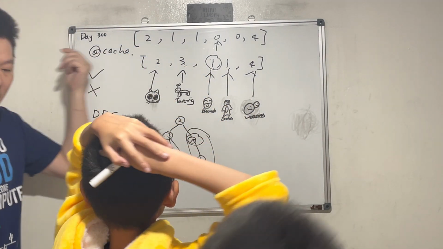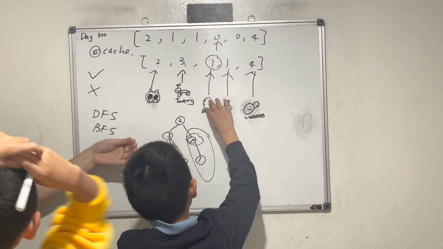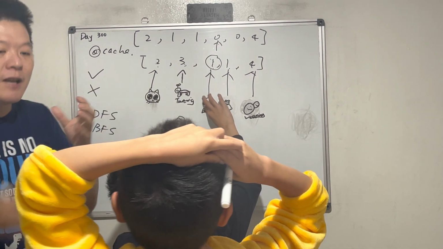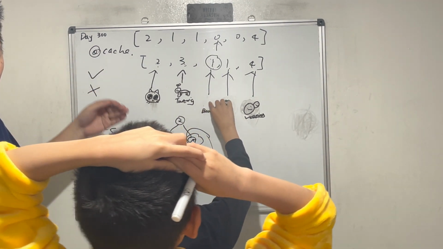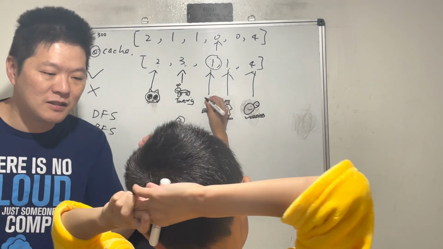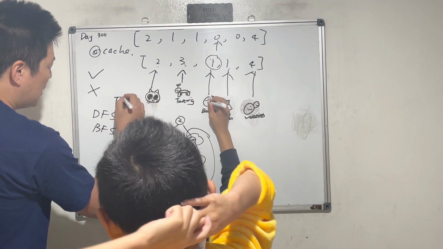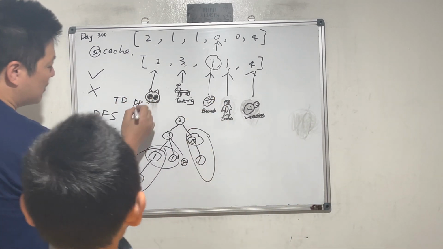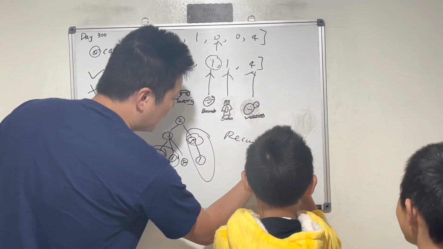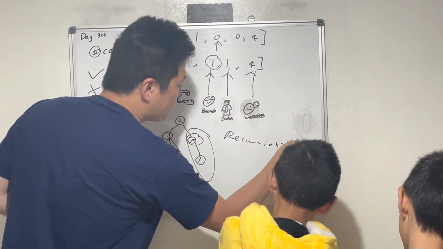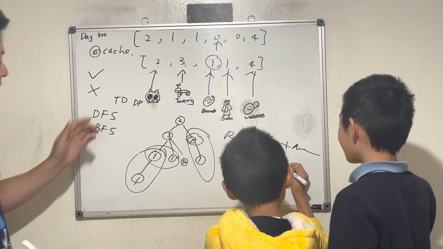If we don't put a cache, the complexity will be exponential because we're repeatedly calculating the same thing over and over again. That's why we put a cache, right? Putting a cache makes it a kind of top-down dynamic programming. We can implement it with recursion plus cache, which is called memoization. Okay, let's implement this first.